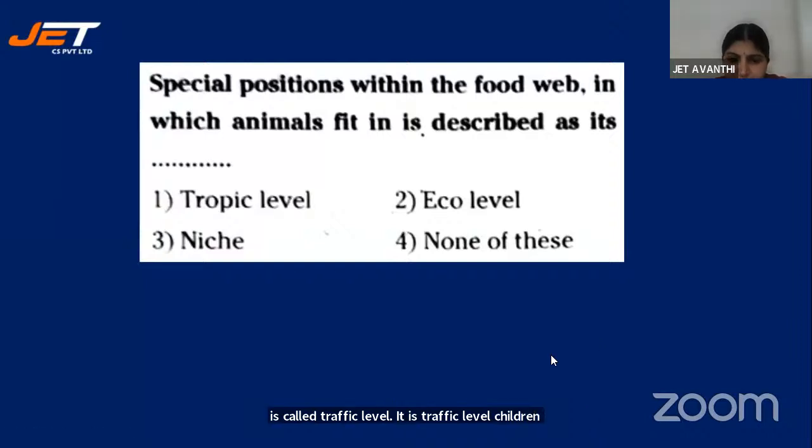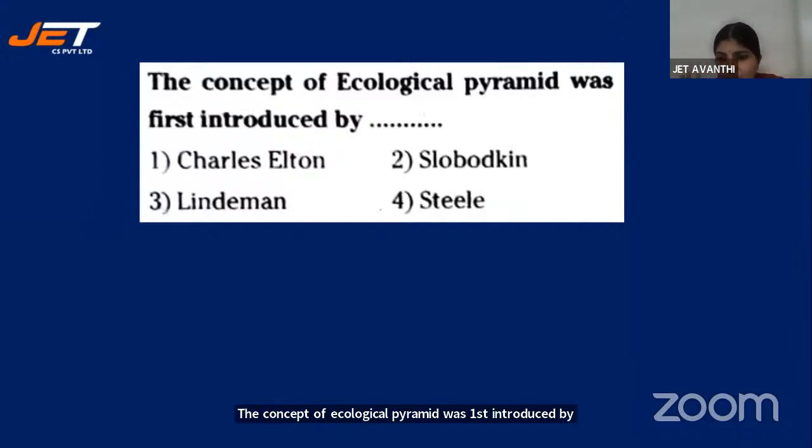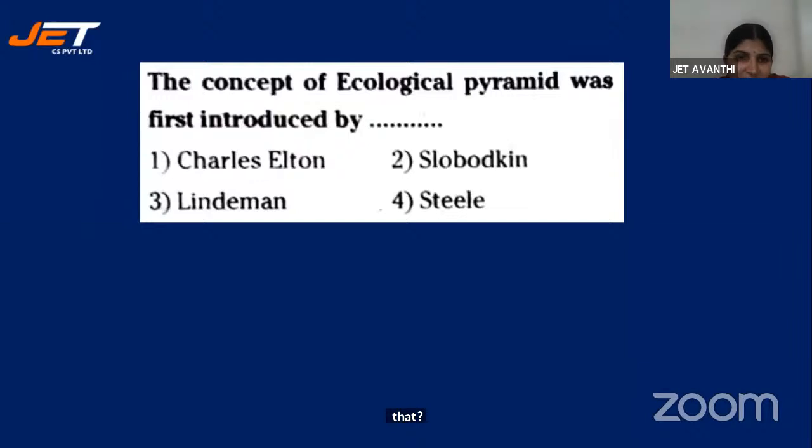Okay. Next question, children. The concept of the ecological pyramid was first introduced by whom? In the complete chapter, we have only one scientist. Mostly, one scientist was given in your textbook. So, who is that? Yes, Chetan, Navaneet, Agnivesh, Manasa. Yes, children, it is Charles Elton. Absolutely correct. Most of you are typing the correct answer. Yashvika, it's not 3, dear.